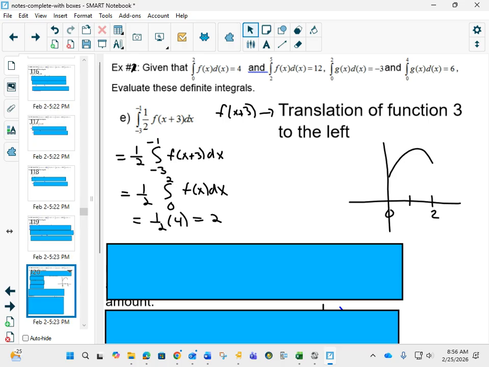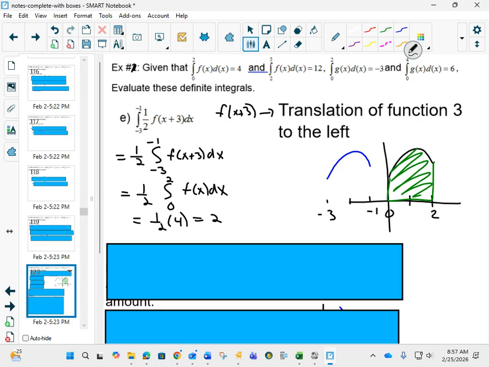So this is the idea. This area in green under here is the area between 0 and 2. Had you taken this graph and moved it three to the right, do you see that it now is between -3 and 1. But the area under that curve is obviously exactly the same as it was to begin with.